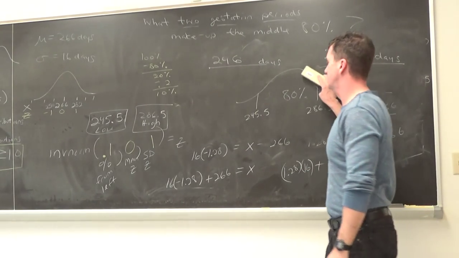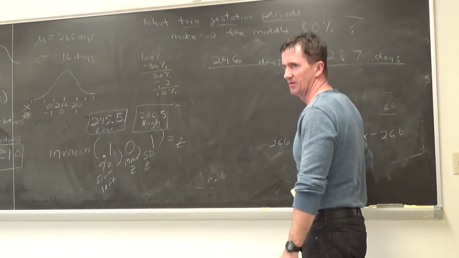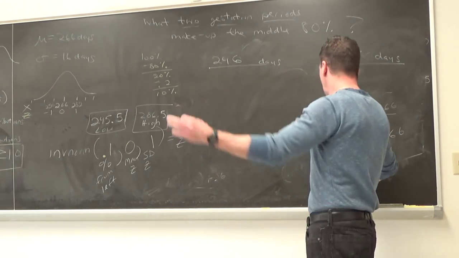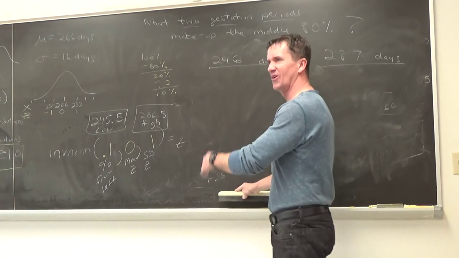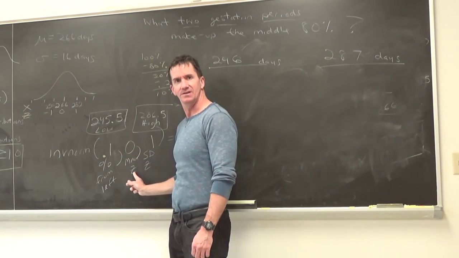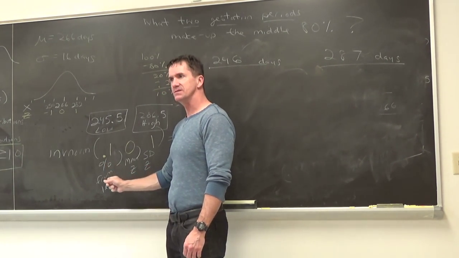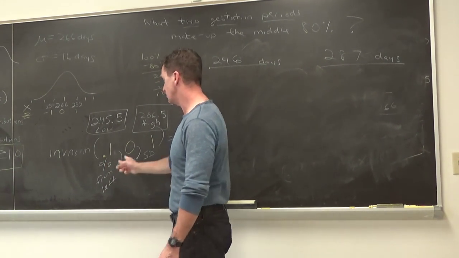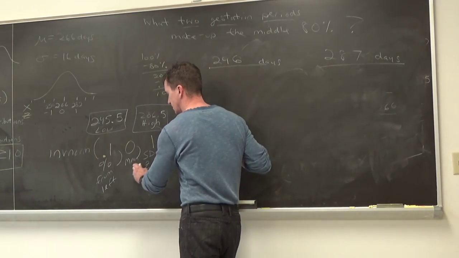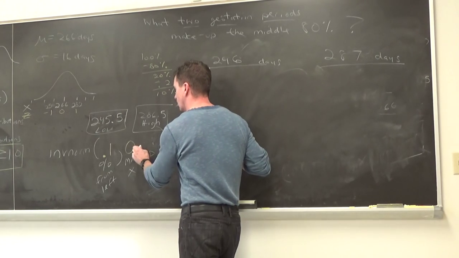Which part was annoying out of that problem? Oh, come on, admit it. The algebra, right? Who wants to do all that algebra? So with this button, I know I put z's here, right? Couldn't I just put in the x's? Shouldn't that work? If I did inverse norm and then mean of X, standard deviation of X, what should it do for me?